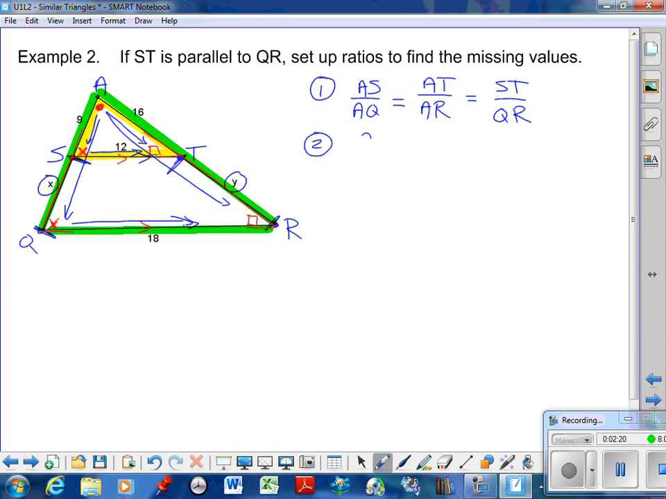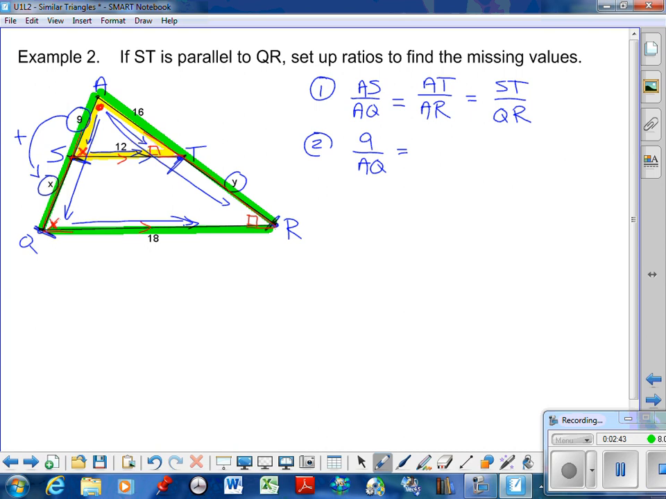So AS is 9. A to Q, that's a tricky one, because A to Q is 9 plus X. So I'm going to show you a trick here. I'm not going to put 9 plus X in. I'm going to make the math a little bit easier. I'm going to leave it as AQ.